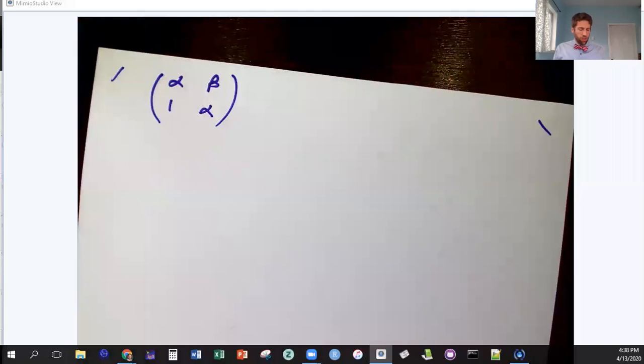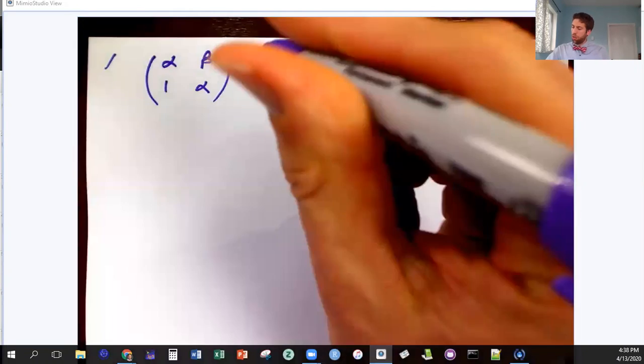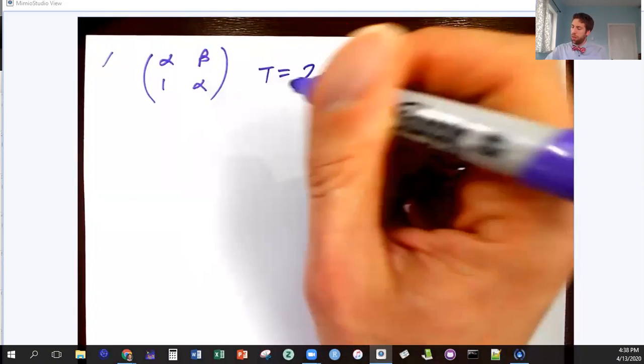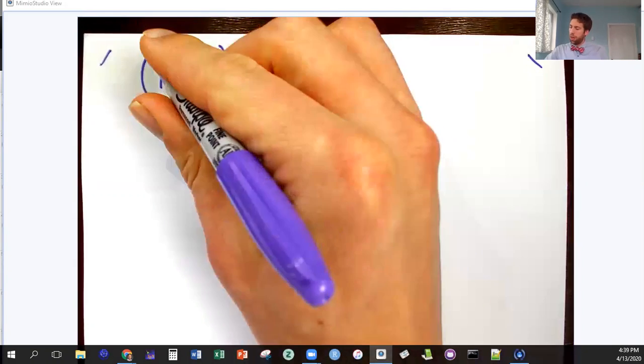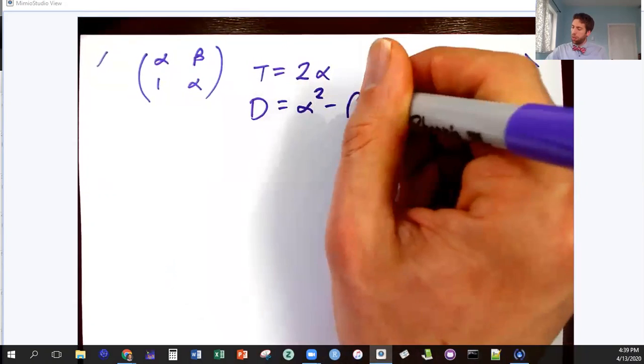This is differential equations, activity 372. In this situation, we have this coefficient matrix for differential equations. For part A, we're going to find the trace and the determinant. The trace is equal to, you add the diagonal entries, so it's 2 times alpha. The determinant is alpha times alpha minus beta times 1, alpha squared minus beta.